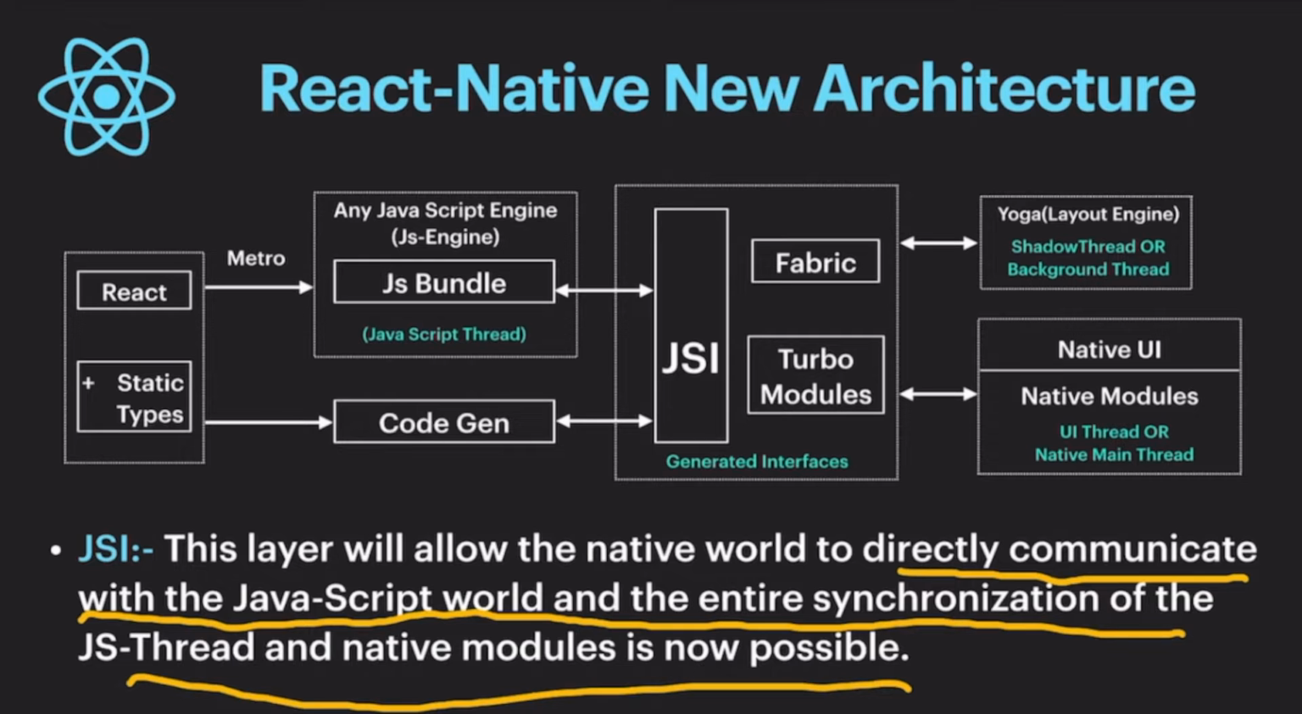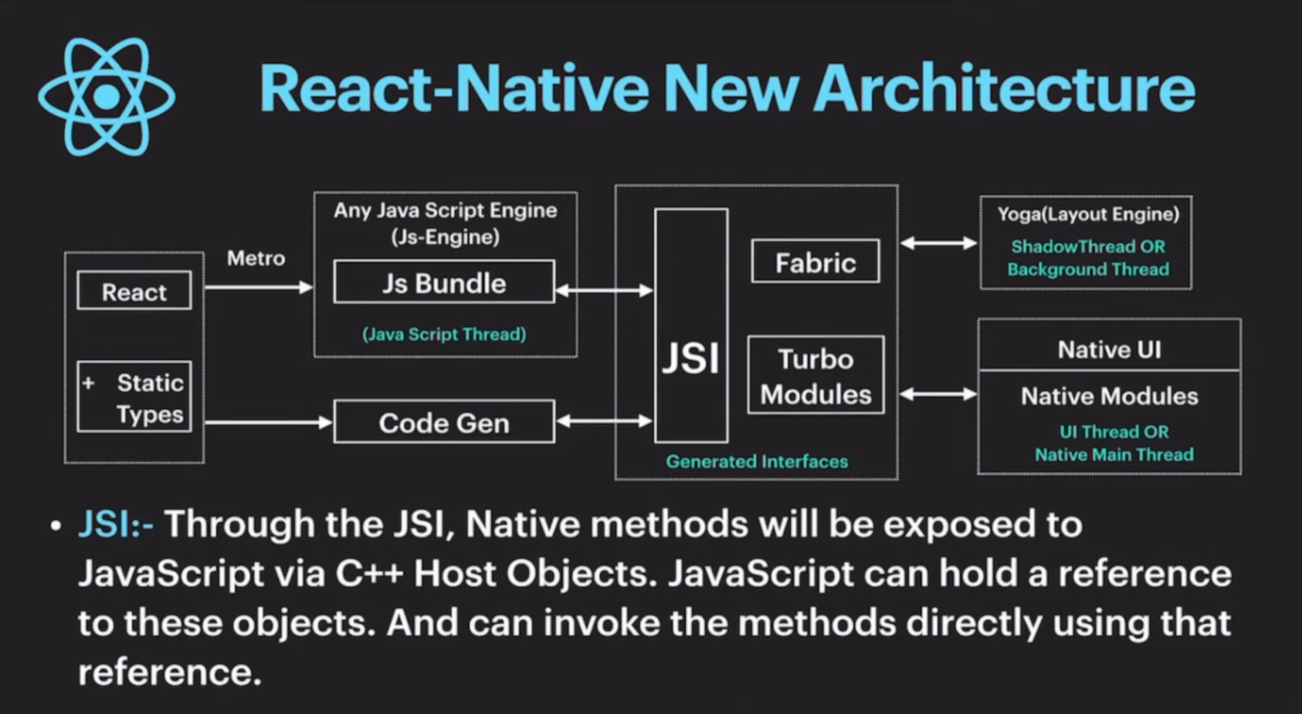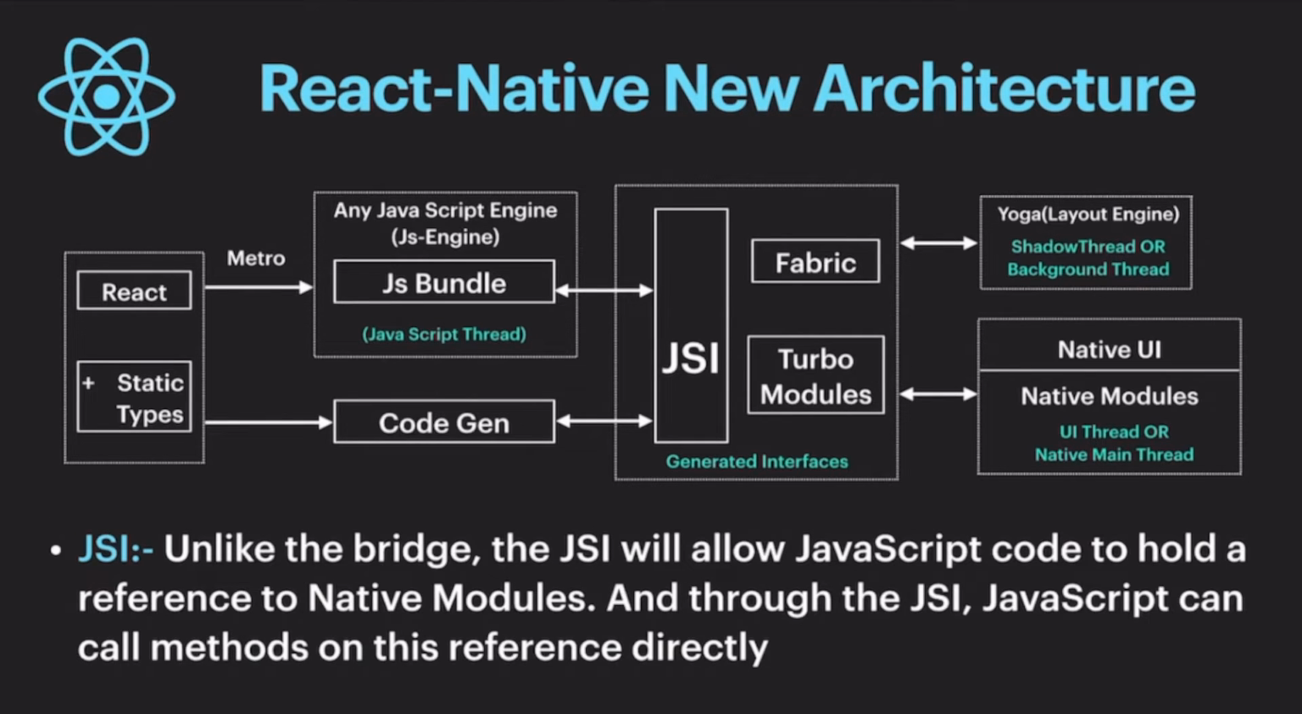An advantage of JSI is that now the JavaScript world and native world directly communicate with each other. With the help of JSI, native methods are exposed to JavaScript via a C++ host object, and JavaScript can hold a reference to these objects and invoke the methods directly using that reference. Unlike the bridge, JSI allows JavaScript code to hold a reference to native modules, and through JSI, JavaScript can call methods on this reference directly. So friends, it means that now we are not using the bridge. JSI holds the reference of the native module, and with the help of this reference, JavaScript can now call native methods directly.